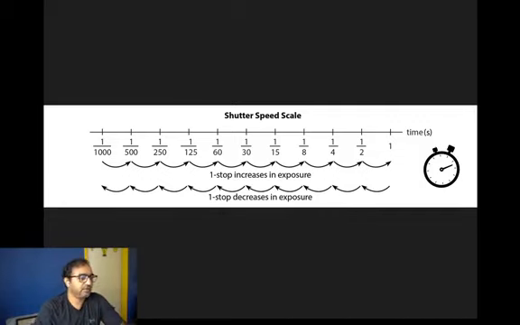So if you look at it, I don't know if I can get a mouse pointer up here, but you can see how one stop increases in exposure go from, let's start from 1/1000. I want to go one stop up from 1/1000, which means I want to make the image twice as bright. I go to 1/500. I want to make twice as bright again. I go to 1/250. I want to make it twice as bright again. I go to 1/125. Right? It's just multiples of 2.